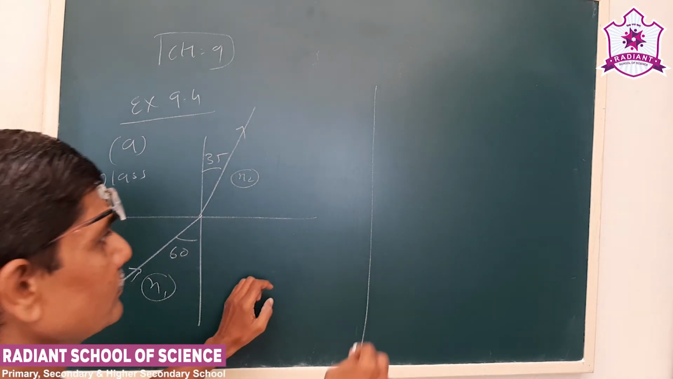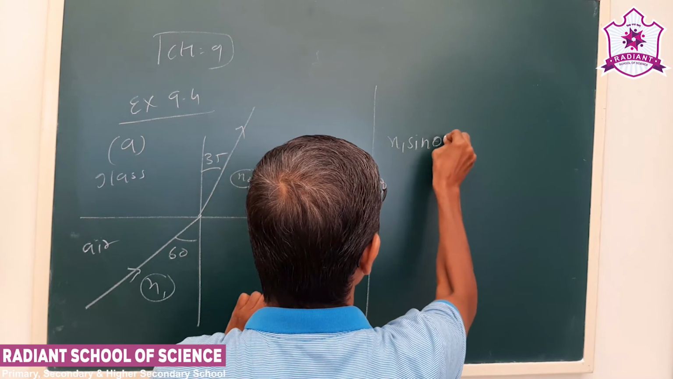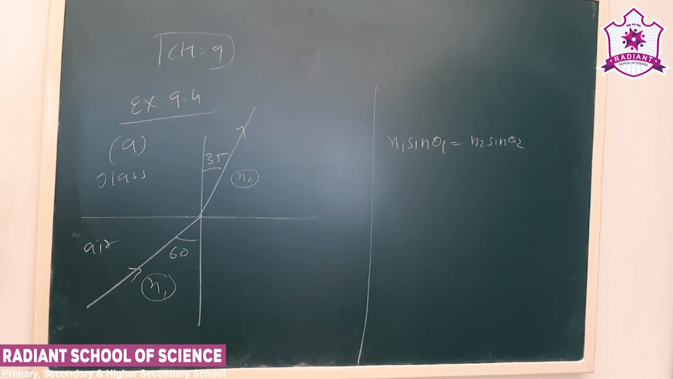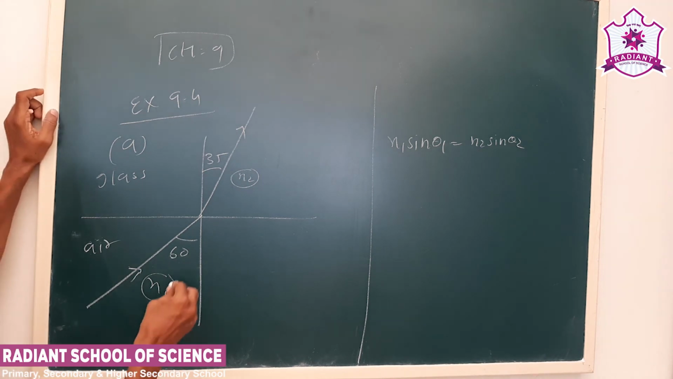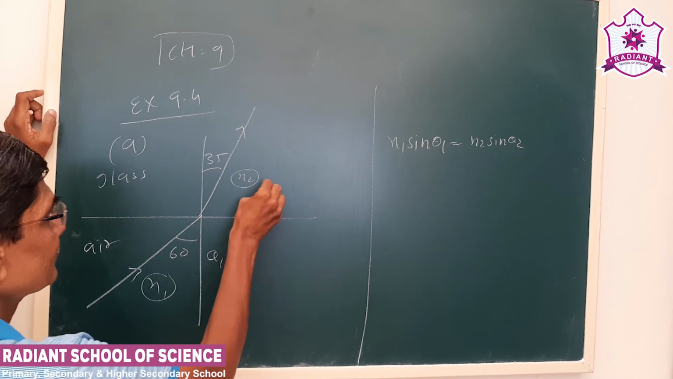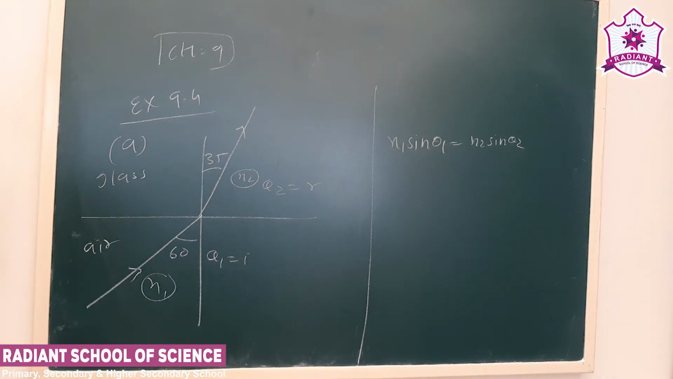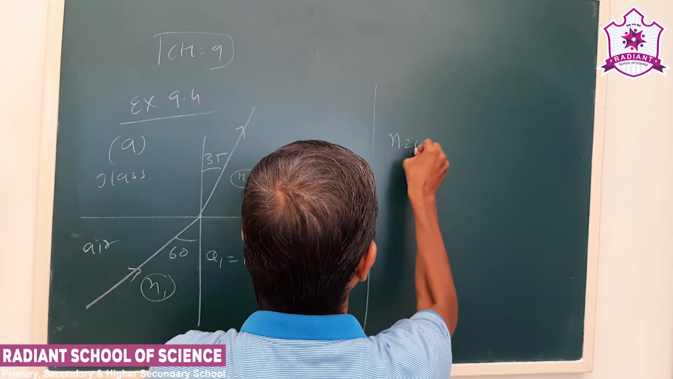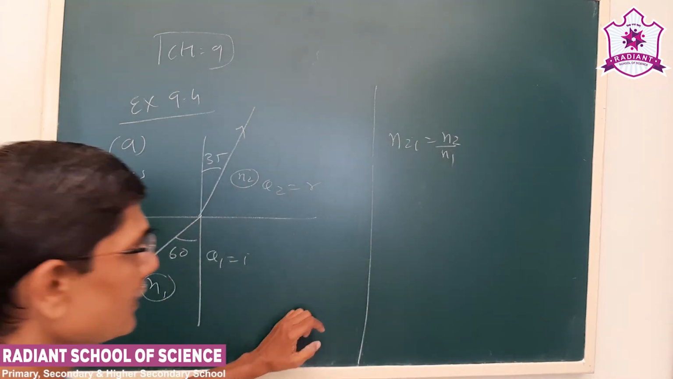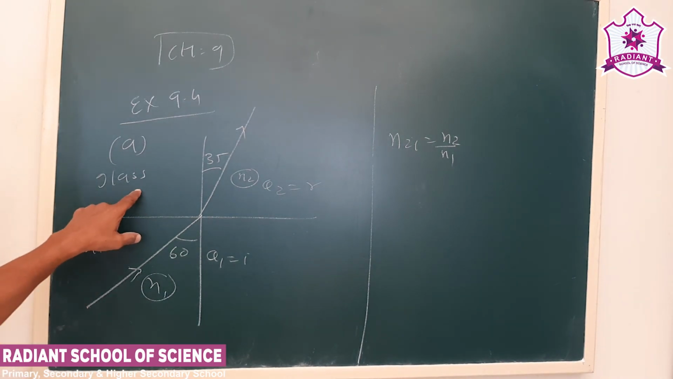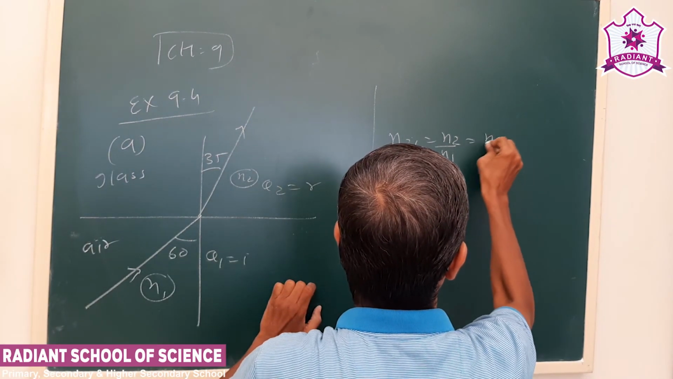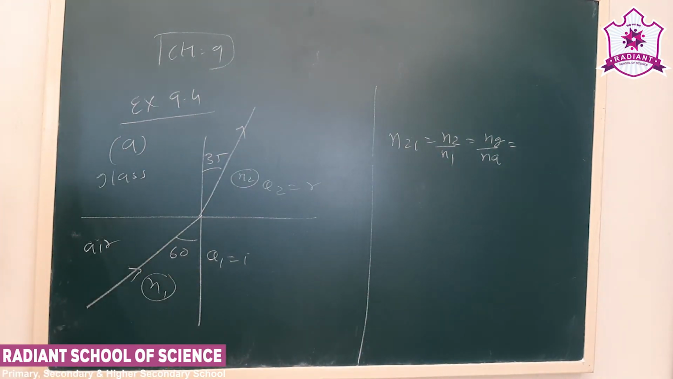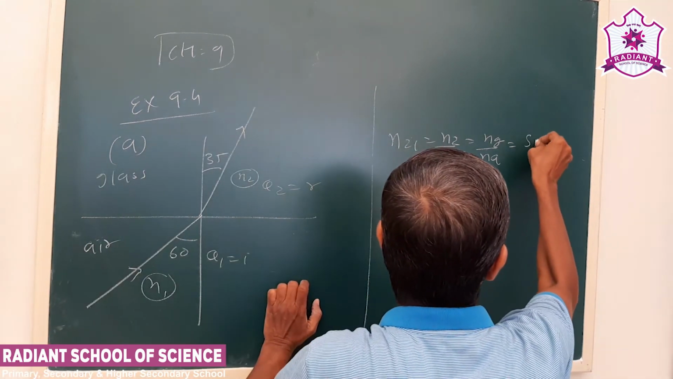See, we use Snell's law: N1 sin theta 1 = N2 sin theta 2. Now this theta 1 is I, theta 2 is R. Okay, we can use the refractive index, that is N21 is N2 upon N1. See here the ray travels from air to glass, so it will be Ng upon N air. Okay, that will be sin I upon sin R.